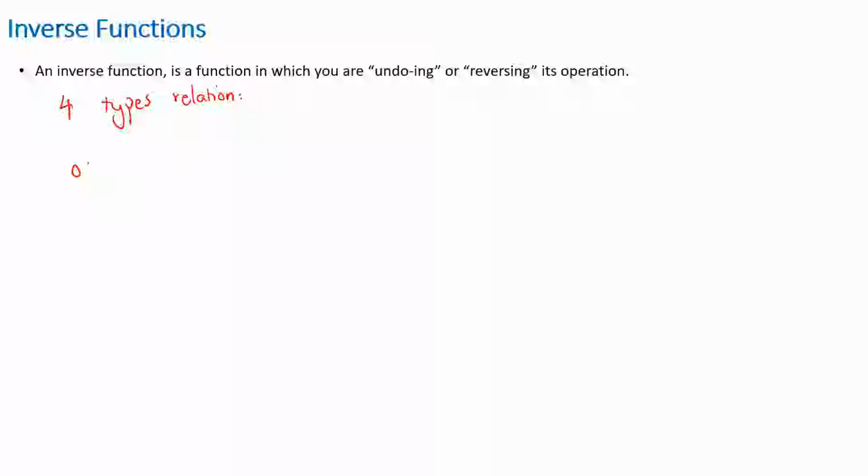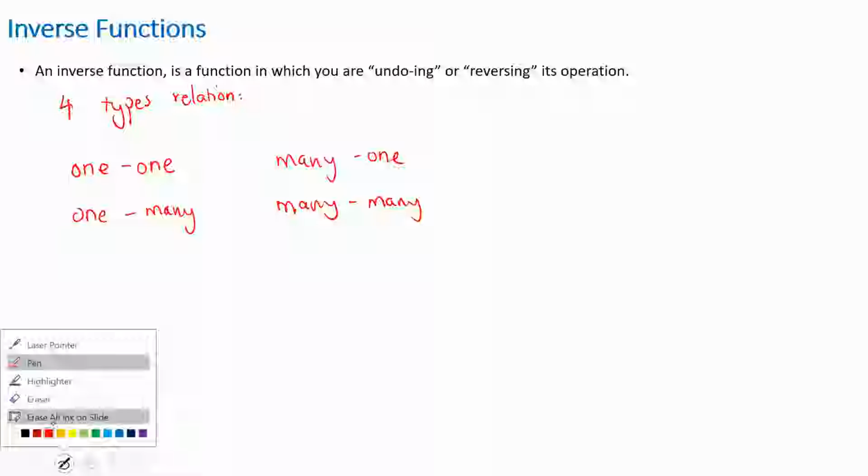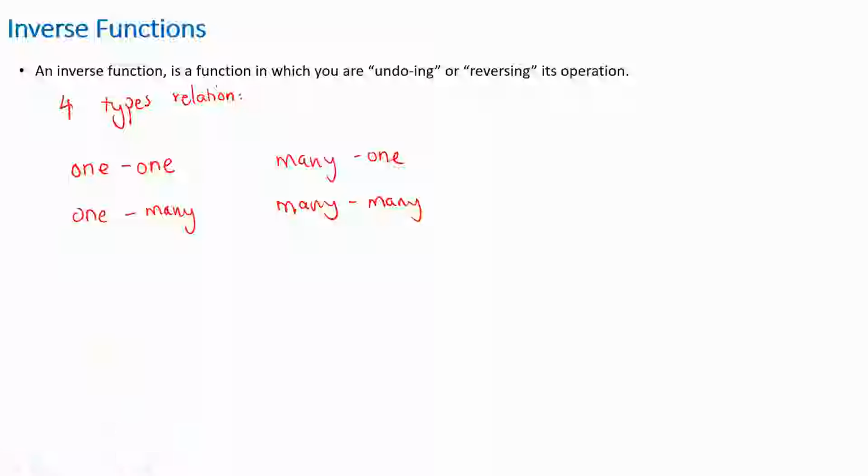I'll give you the first one. We have a one-to-one, one-to-many, many-to-one, good, many-to-many. Now, one of the important things, which is why it's all examinable, I'll tell you why here. There are 4 types, but there's only going to be one that works for inverse functions.